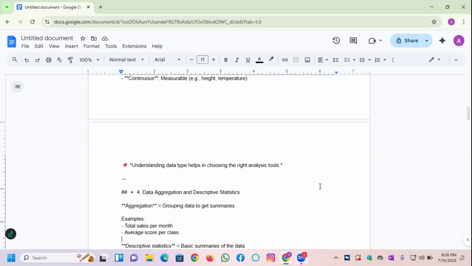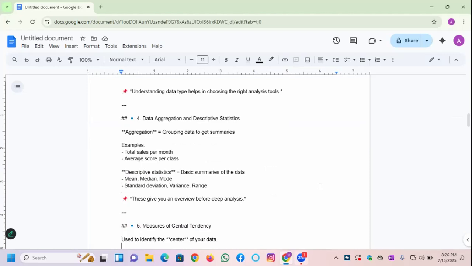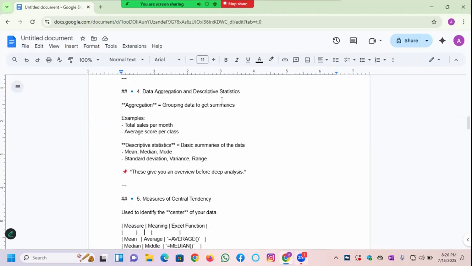Now, data aggregation and descriptive statistics. What do we mean by aggregation? That is grouping data to get summaries. Now, what's even the purpose of data analysis? The purpose of data analysis is to extract information from data. So that's where data aggregation comes in. And the best way to extract information from any data is to summarize that data. Then, after you have analyzed it, you come up with a summary of what the data is saying.